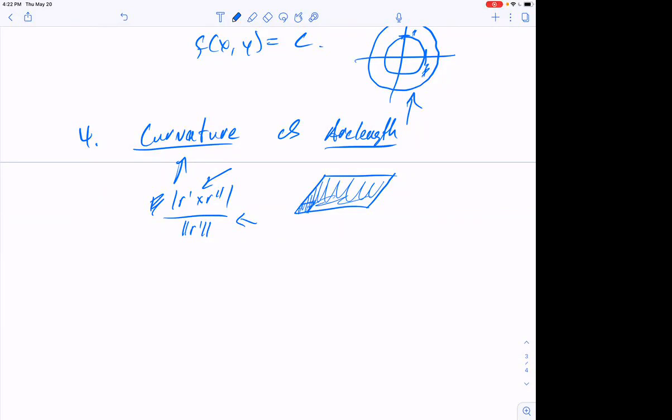Because if you have a right angle here, then this area is going to be maximized. So then your curvature is going to be maximized. And likewise for your arc length, I think it's unlikely that you'll get anything trickier than just, do you remember the formula for the arc length, okay?